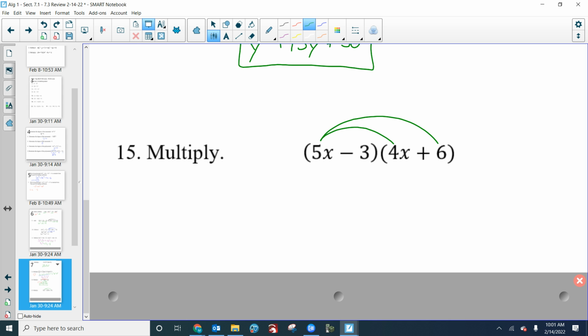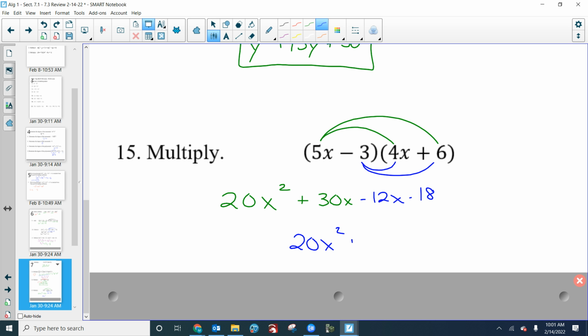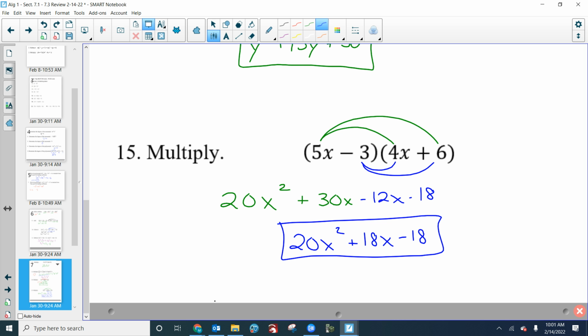All right, thanks. 5x times 4x is 20x squared plus 5x times 6, 30x minus 12x minus 18 for a grand total of 20x squared plus 18x minus 18. We're good on that one.